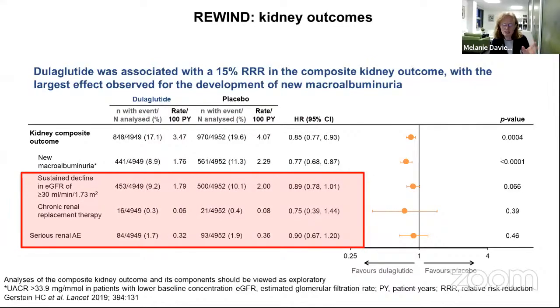There really wasn't a significant reduction in these harder renal endpoints. But of course, these are kidney-friendly drugs. They can be used down to a low eGFR, down to 15, for example, and they are having some impact on that renal composite, although it's largely driven by a reduction in proteinuria.